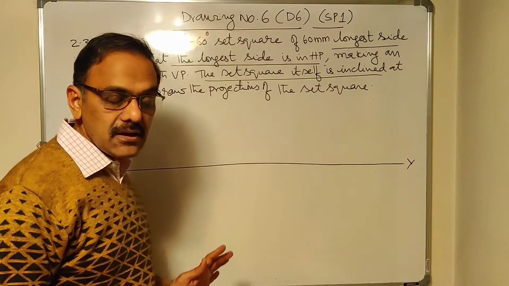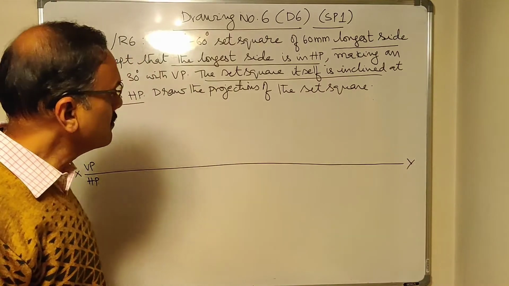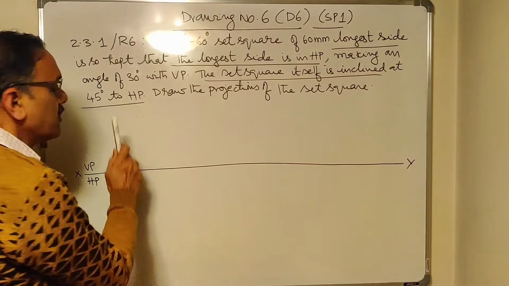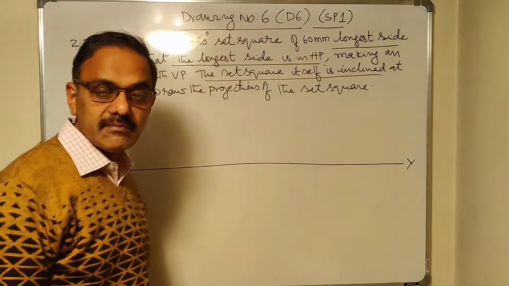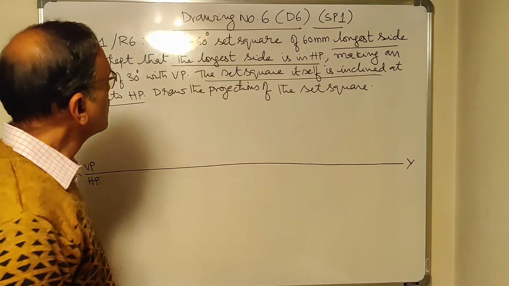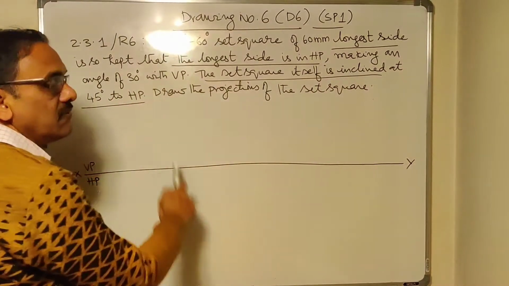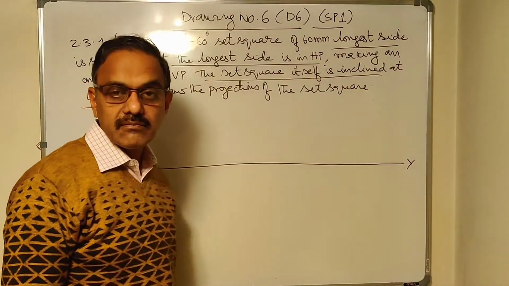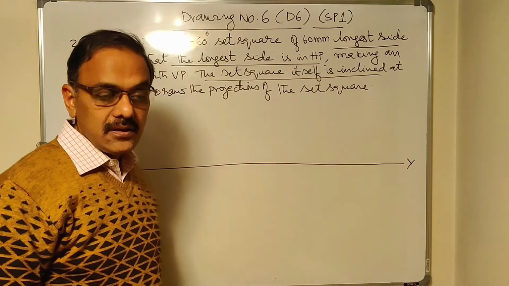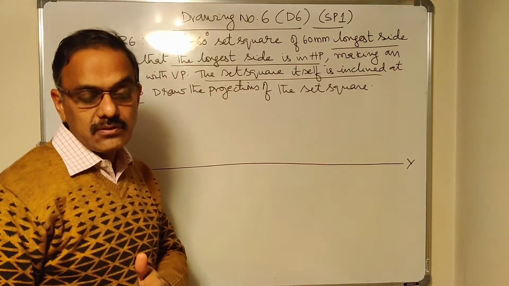Having decided simple position 1, that is the first step, what is the HP condition? This itself is the HP condition. The set square inclined to HP at 45 degrees is the HP condition. Then what is the VP condition? The longest side makes an angle of 30 degrees with VP is the VP condition. This is how you have to analyze the problem: simple position, HP condition and VP condition.